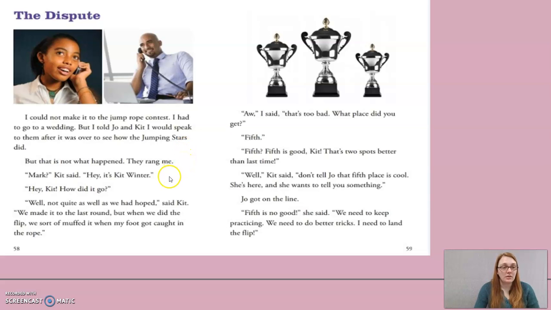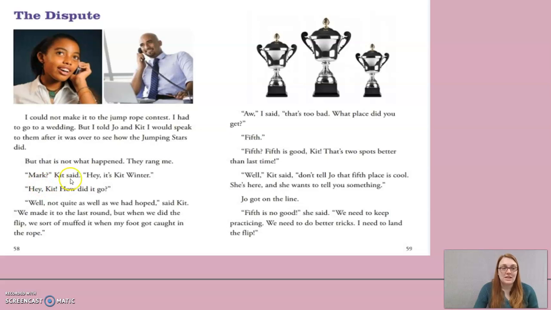The Dispute. I could not make it to the jump rope contest. I had to go to a wedding, but I told Joe and Kit I would speak to them after it was over to see how the jumping stars did. But that is not what happened. They rang me. Mark, Kit said. Hey, it's Kit Winter. Hey, Kit, how did it go? Well, not quite as well as we had hoped, said Kit. We made it to the last round, but when we did the split, we sort of muffed it when my foot got caught in the rope.